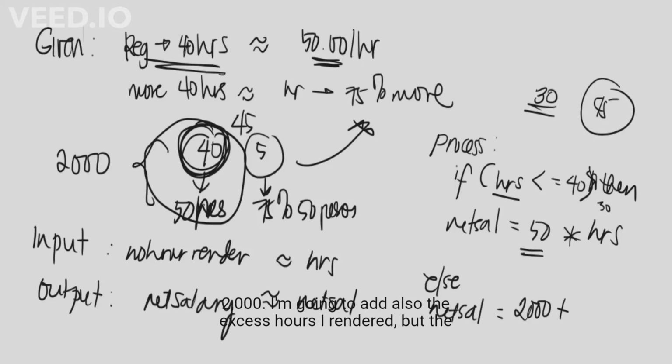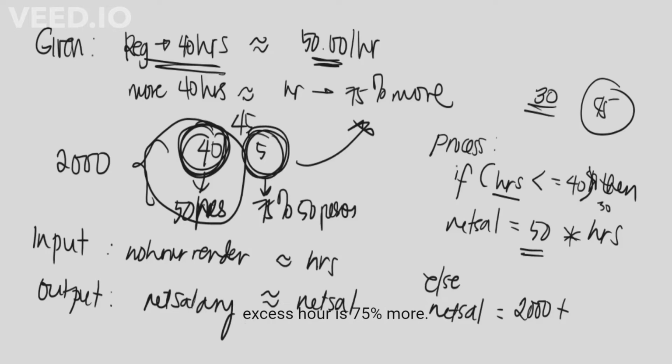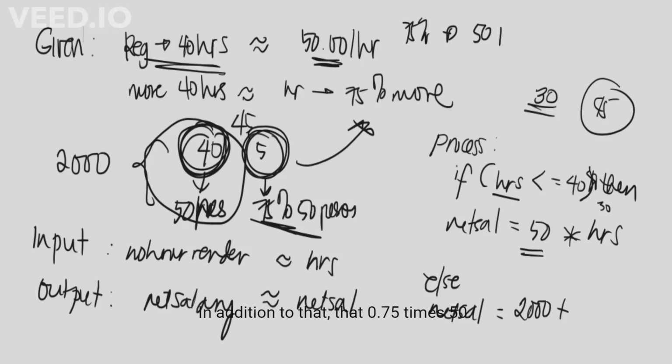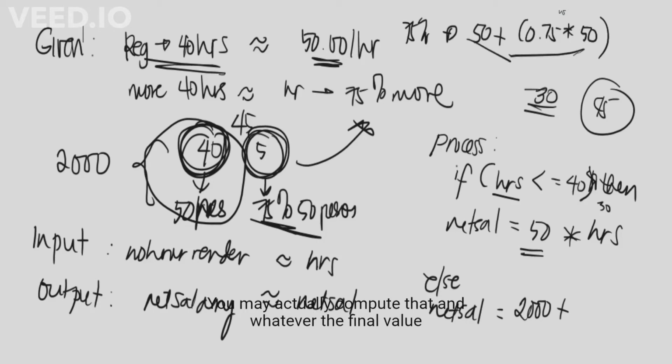In addition to 2,000, I'm going to add also the excess hours I rendered. But the excess hour is 75% more. So how are we going to do that? Let's make it constant again. What's 75% of 50 pesos? If that is 50 pesos, 75% more should be 50 in addition to 0.75 times 50. Since this is constant, you may actually compute that, and whatever the final value will be added here.